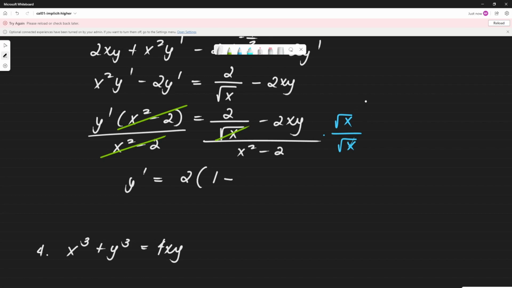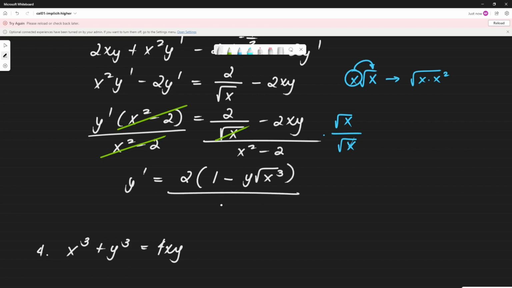Paano mangyayari yun? Magkakaroon lang tayo ng, di ba magiging ano siya? x square root of x. Tapos, ipapasok natin tong x sa loob ng radical. So, magiging square root of x times x squared. Di ba? Tapos, x times x squared is x cubed. So, we'll have square root of x cubed, no? Ayan. All over x squared minus 2.